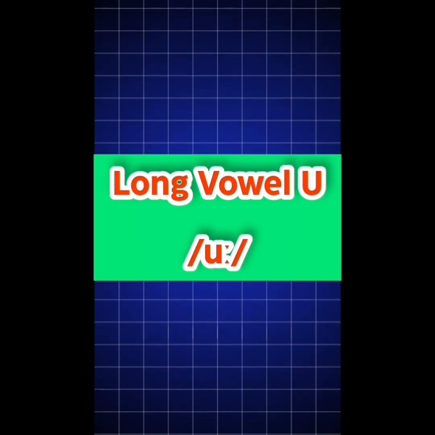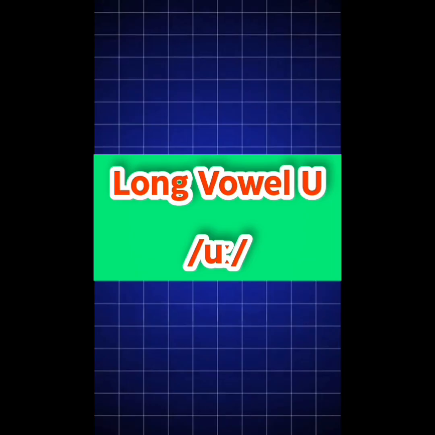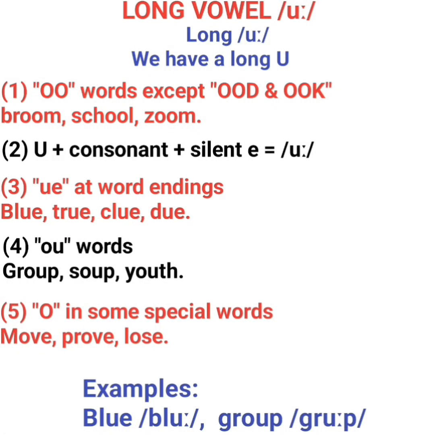On a final note, long U. When do we have long U? I brought here 5 instances in which we have long U. The first instance is when we have the digraph OO that gives the U sound. I told you that all OO that give the U sound are long, except OOK and OOD. OOK is short, OOD is short.